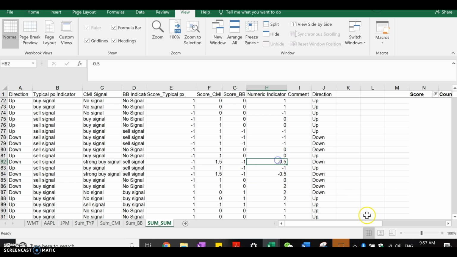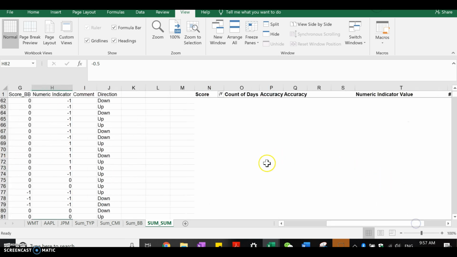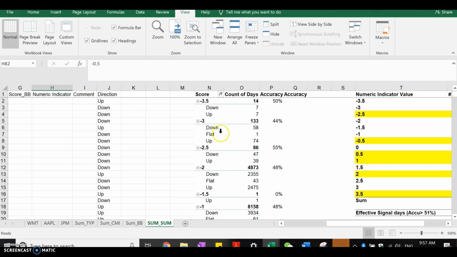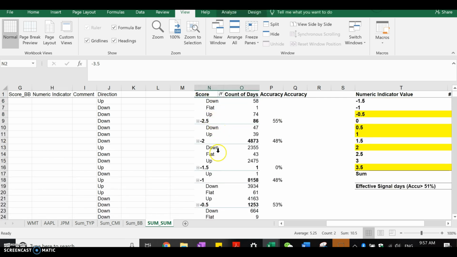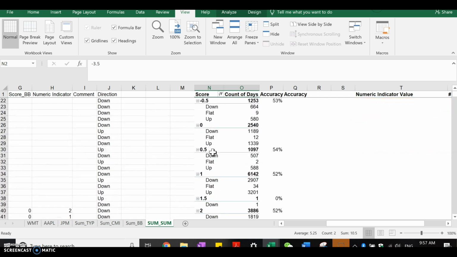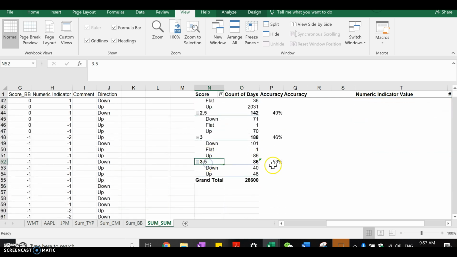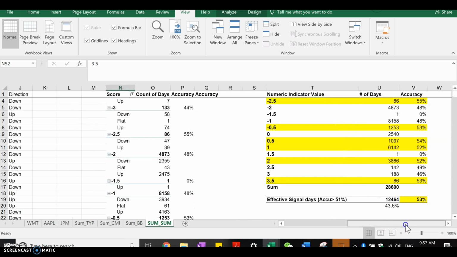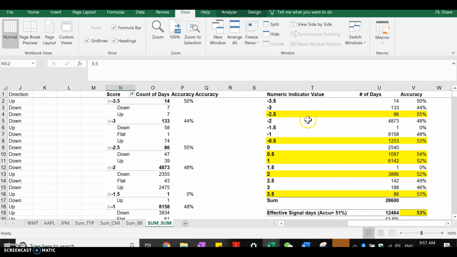I'm going to sum it up, and once I sum everything up, I will have a band between negative 3.5, which means all three indicators are suggesting selling, and the other side would be 3.5, where all three indicators are indicating buying. So in this case, it is a little like a classification, right? And then I will have more labels so that I can better compare my results.